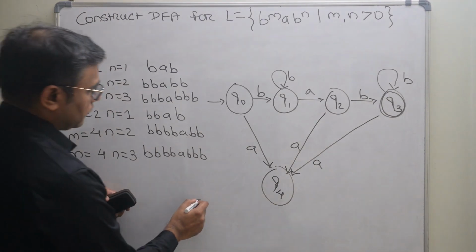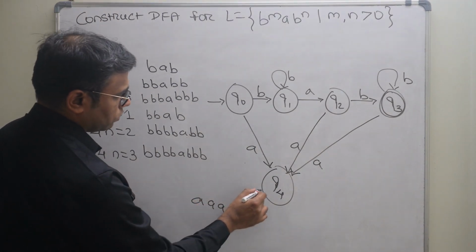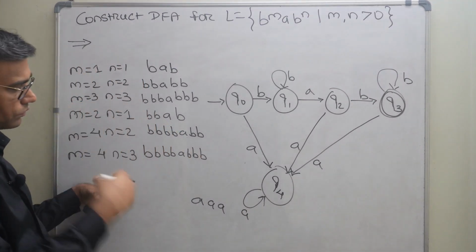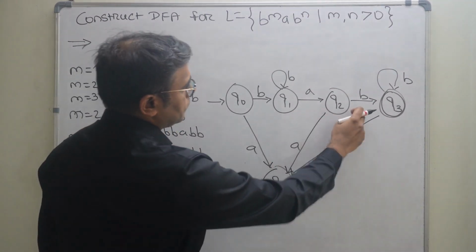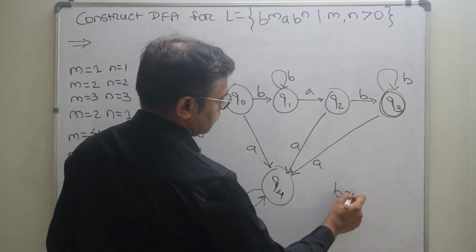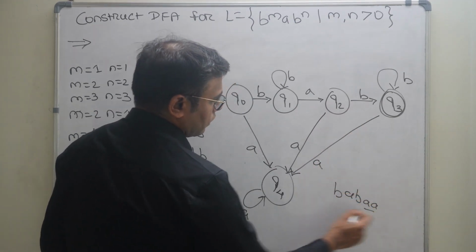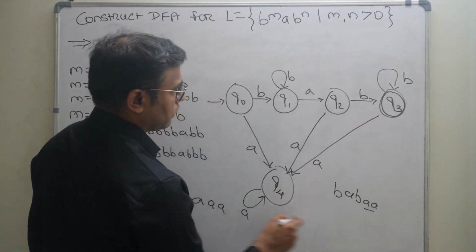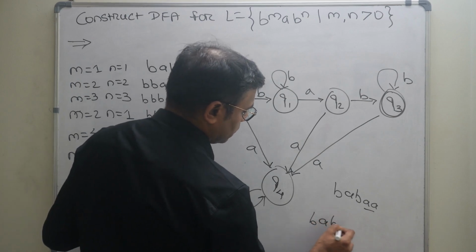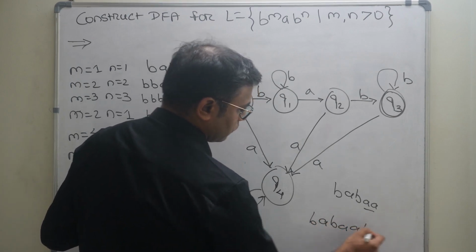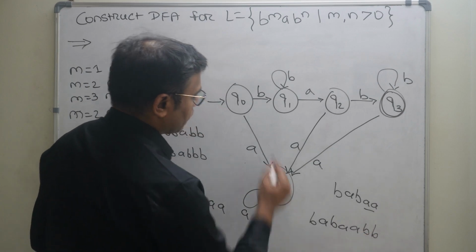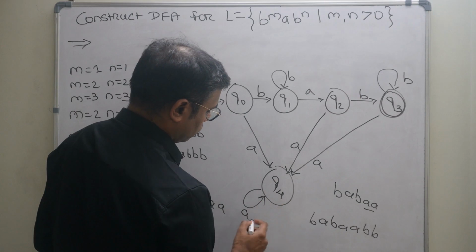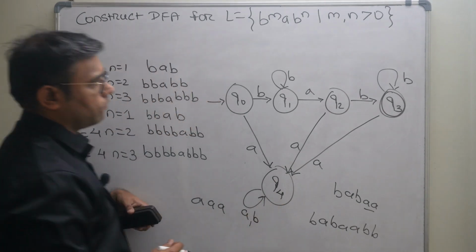And then, let us say the string is triple a only. If we apply the loop here on a, it can accept any number of a. Then b, a, b, double a. So suppose the string is b a b a a. So what to do? b a b a. If the a loop is here, but suppose the string is b a b a b, this is an invalid string, let us say. So if we apply the loop of b, it will solve our purpose.